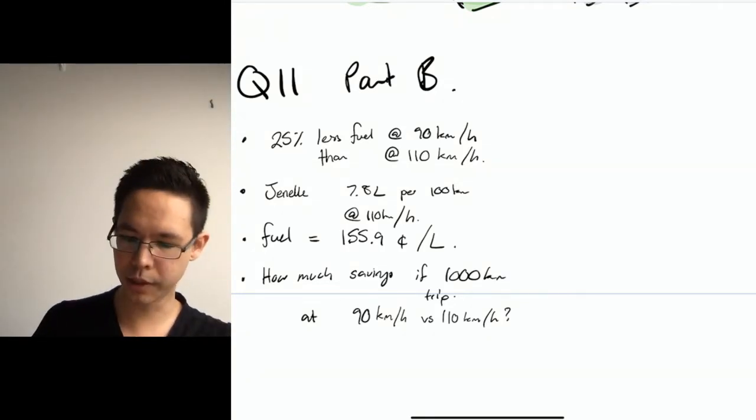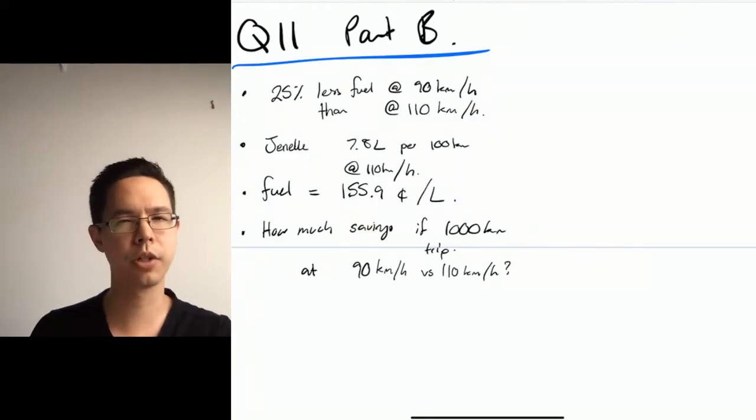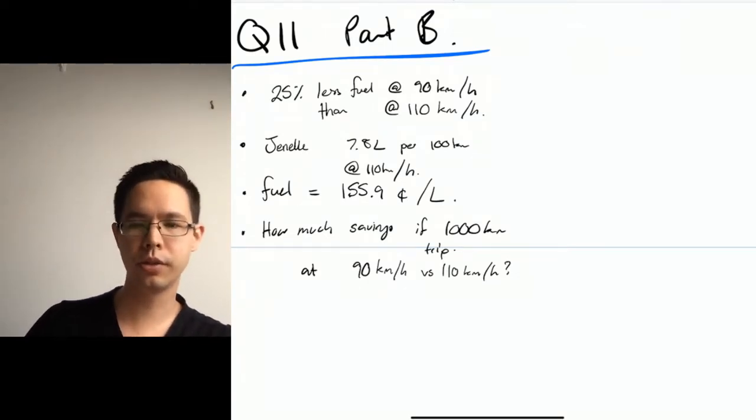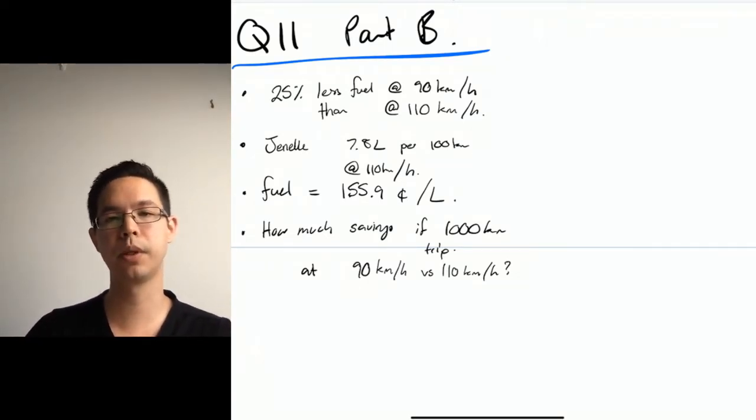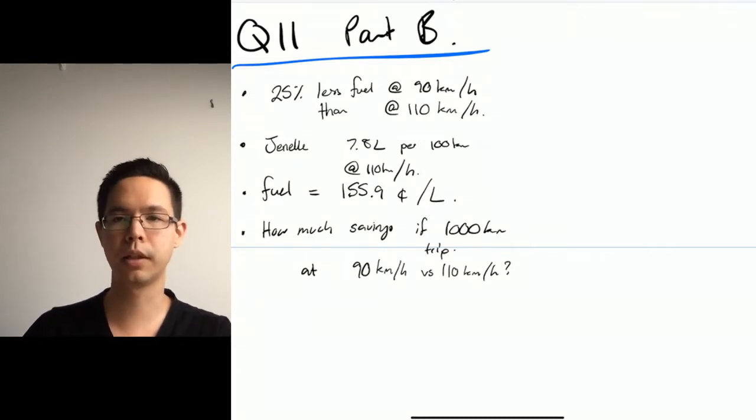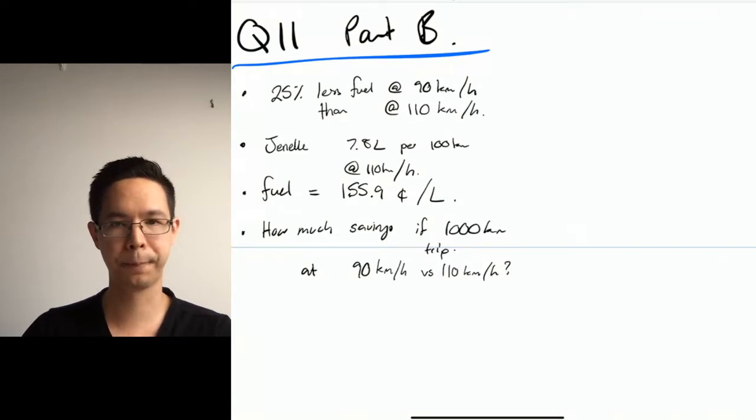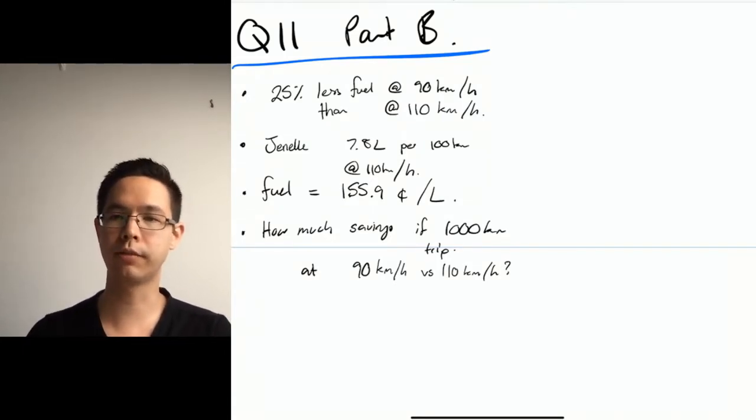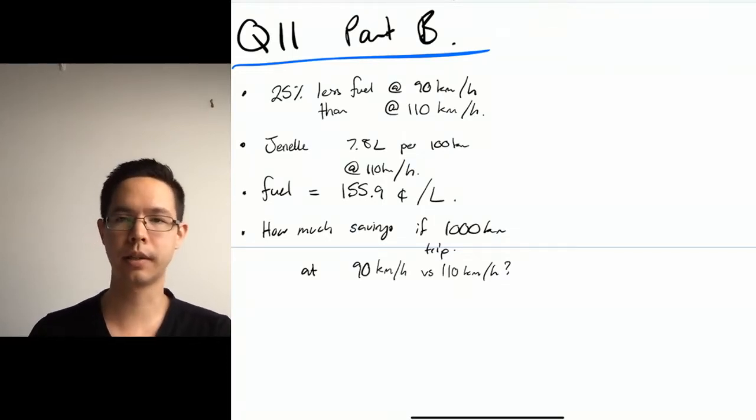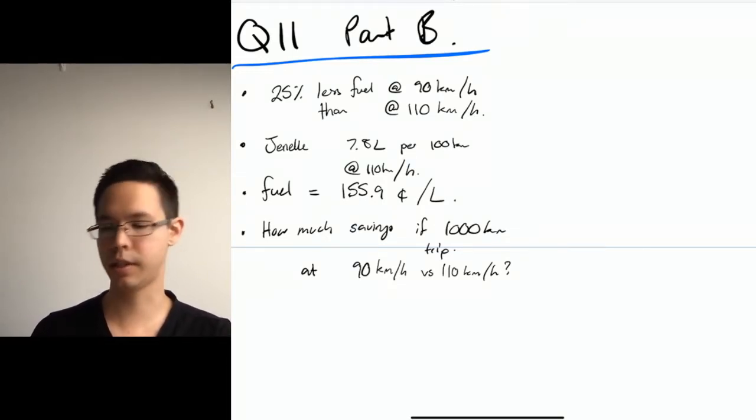Okay, so this one was about car fuel efficiency. The question says, a car uses 25% less fuel per kilometer when traveling at 90 kilometers per hour than it would when traveling at 110 kilometers per hour. Janelle's car uses 7.8 liters of fuel per 100 kilometers when traveling at 110 kilometers per hour, and fuel costs 155.9 cents per liter. Determine how much money Janelle would save on a 1,000 kilometer trip if she travels at 90 kilometers per hour instead of 110 kilometers per hour, and round to the nearest cent.